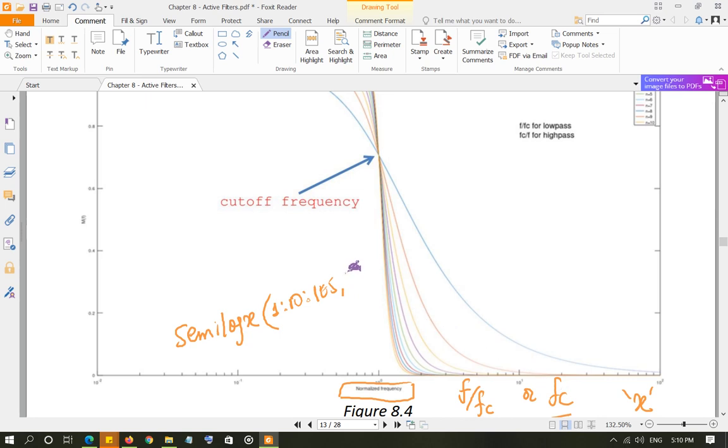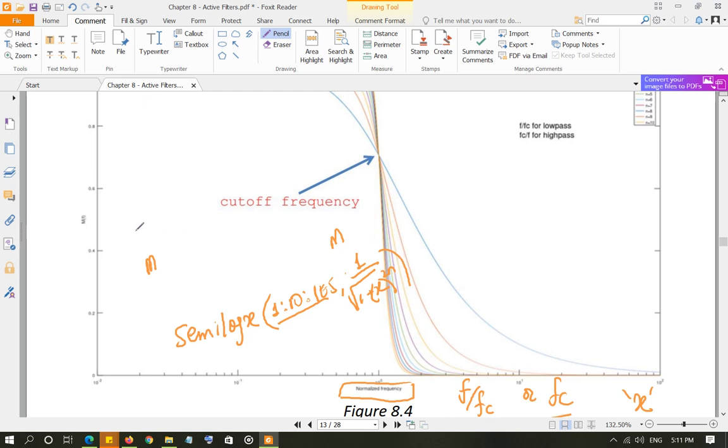The equation that I have, the equation of M of omega, is 1 over square root of 1 plus x to the power 2n. So this is what I'm plotting. You can put M over here, because you can calculate the values from this M for the range of x, for each value of n.